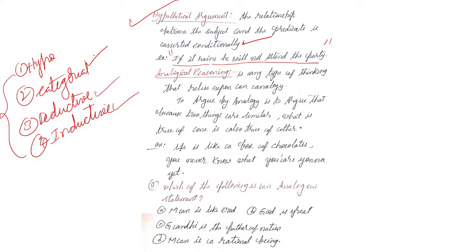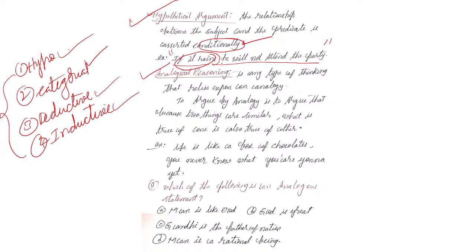Categorical means there is no condition in the relation between subject and predicate. Hypothetical means the relationship between the subject and predicate is asserted conditionally. There is a condition in that statement. Here, see, if it rains he will not attend the party. This is a condition here. That's why it is a hypothetical argument.